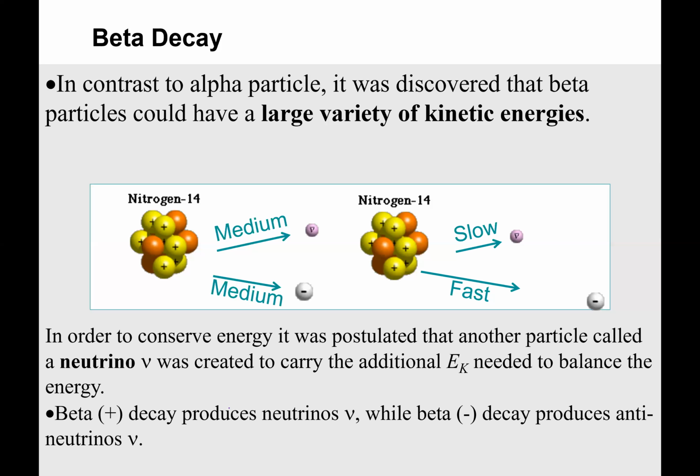The beta positive decay produces neutrinos, the beta minus decay produces antineutrinos. Why is it neutrino, antineutrino? Why does one go with the other? This will make a lot more sense after we study particle physics later this year.